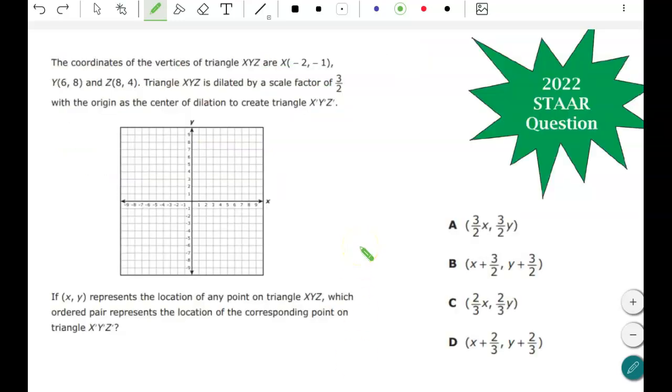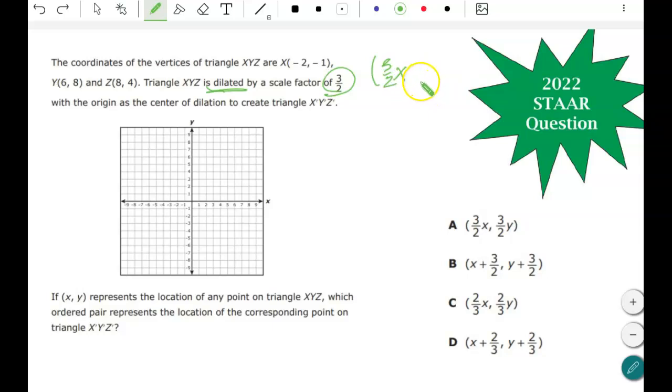All right, next question. The coordinates of the vertices of the triangle are given. It's dilated by a scale factor of 3/2 with the origin as the center. If x, y represents the location of any point on triangle XYZ, which ordered pair represents the location of the point? So that's a lot of words. Don't overthink this. So it's dilated, so this is the scale factor. So it would be 3/2 x.